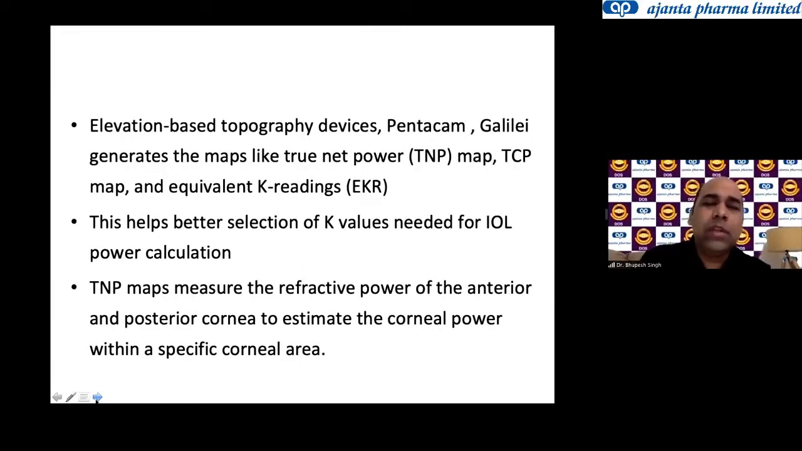There are various elevation-based topographic devices like Pentacam and Galilei that generate maps like True Net Power Map or True Power Maps, or equivalent K rating maps. These maps are very useful in these eyes, and they also help in better selection of K values needed for IOL power calculation. So we routinely use True Net Power from the Pentacam.